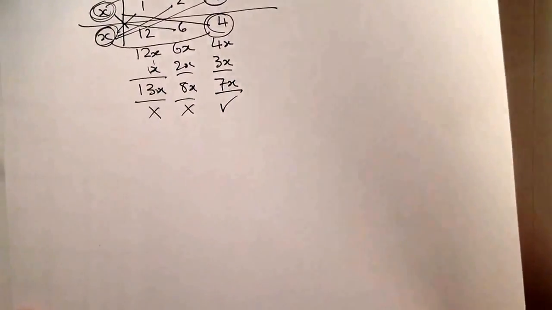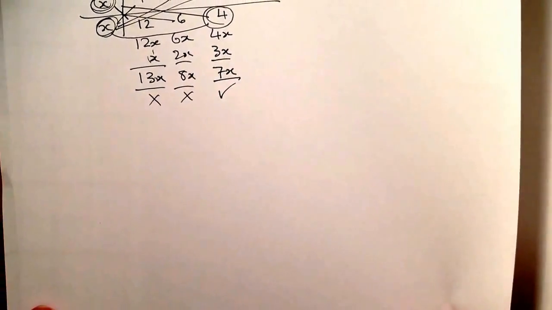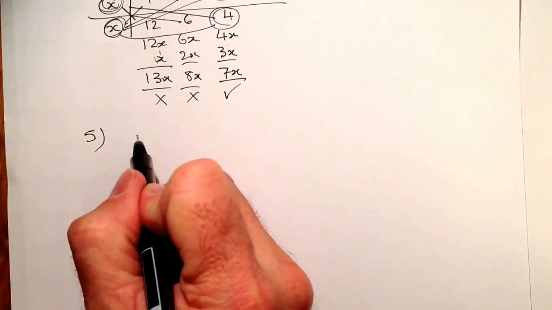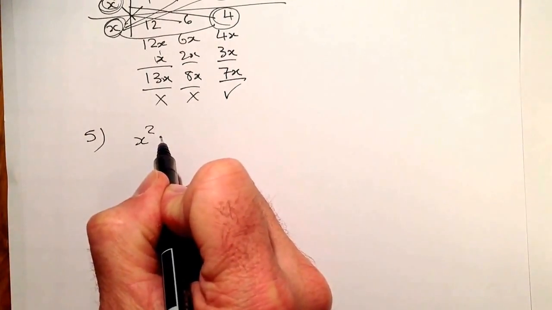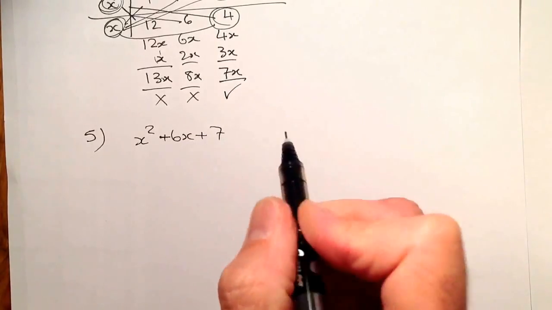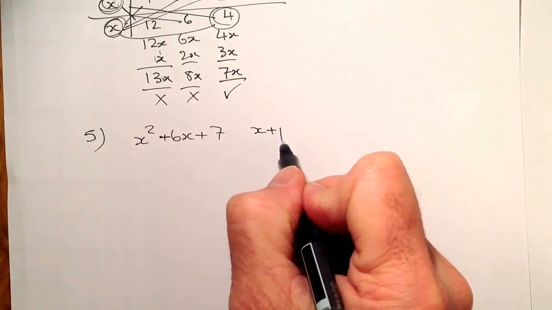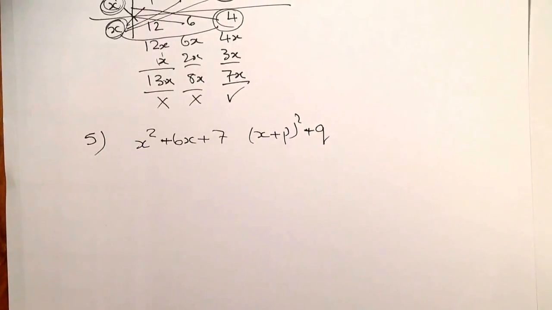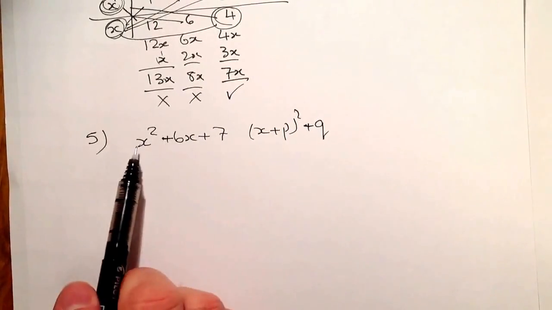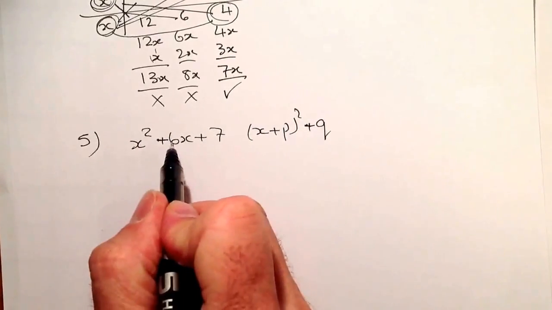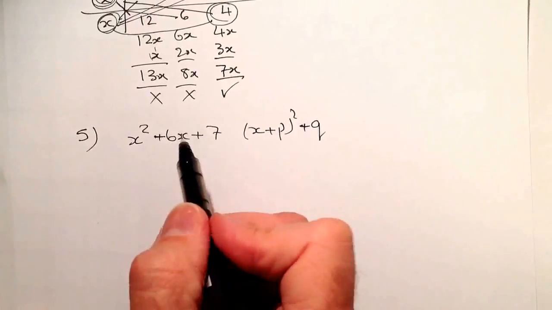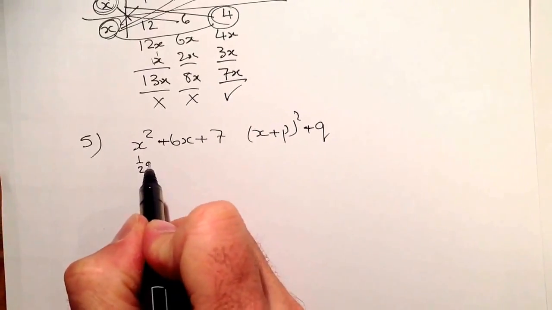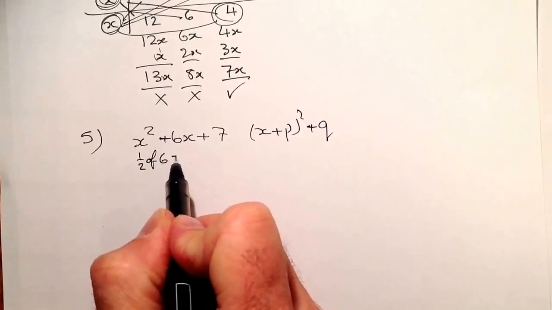Okay, let's look at question 5. Right, so for question 5, we're going to try and express x squared plus 6x plus 7 in the form of x plus p squared plus q. And that's a difference of squares form. When I've just got an x squared there, the first thing I'm going to do is find a magic number, if I want to call it that. So I'm going to work out what half of the coefficient of x is, half of 6, that gives me 3.